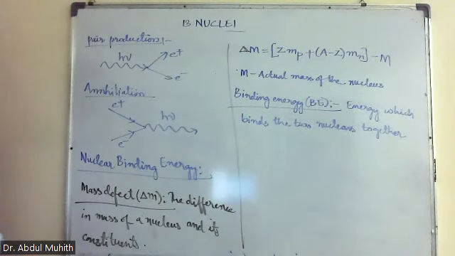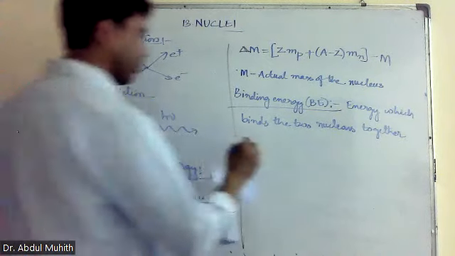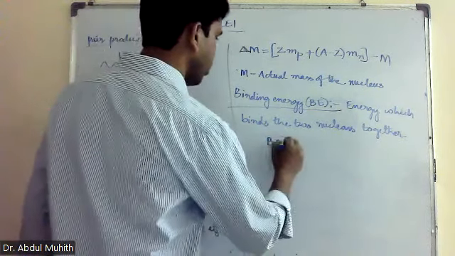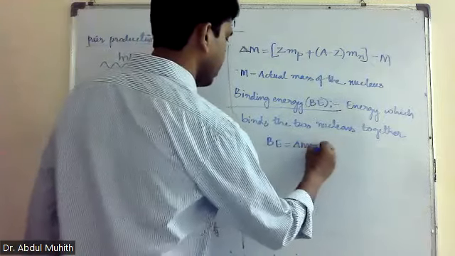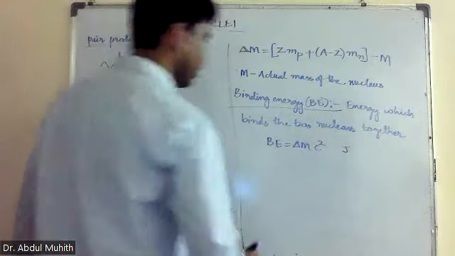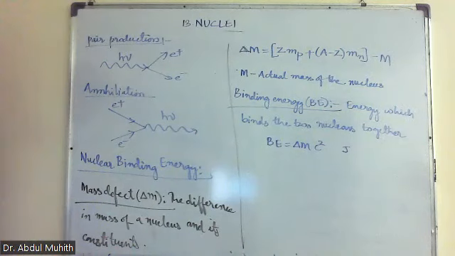The energy which binds the two nucleons together is known as binding energy. So how do we calculate binding energy? The formula is binding energy is equal to delta M into C square. It is measured in joules. Sometimes we also write it in electron volts.